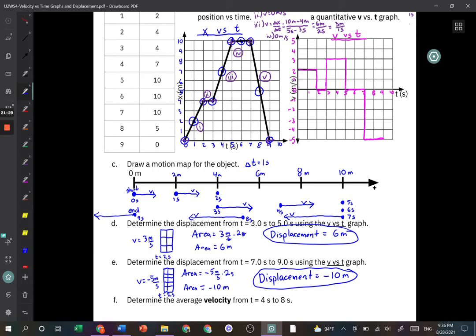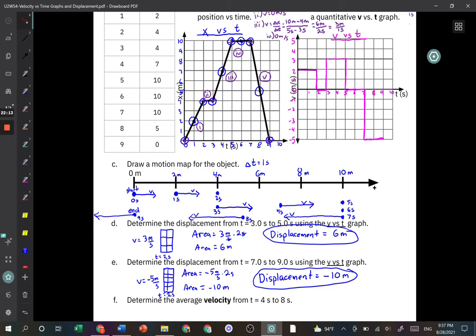2F. Determine the average velocity from time of 4 seconds to time of 8 seconds. Now there are a couple of different ways that we can do this. One way is we can look at our velocity versus time graph from 4 seconds right here all the way up to 8 seconds. On our velocity versus time graph, we're actually going to have 3 distinct regions of velocity in that region. We have 1 second of velocity of positive 3 meters per second, another region with 2 seconds where the velocity is 0 meters per second, and that last region where our velocity is minus 5 meters per second for just 1 second.